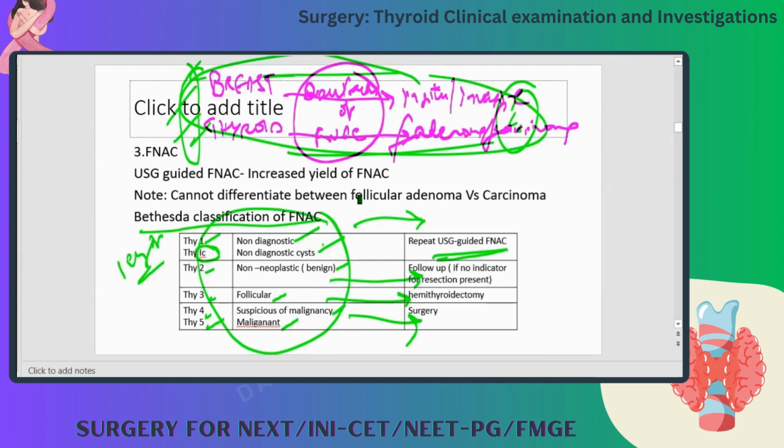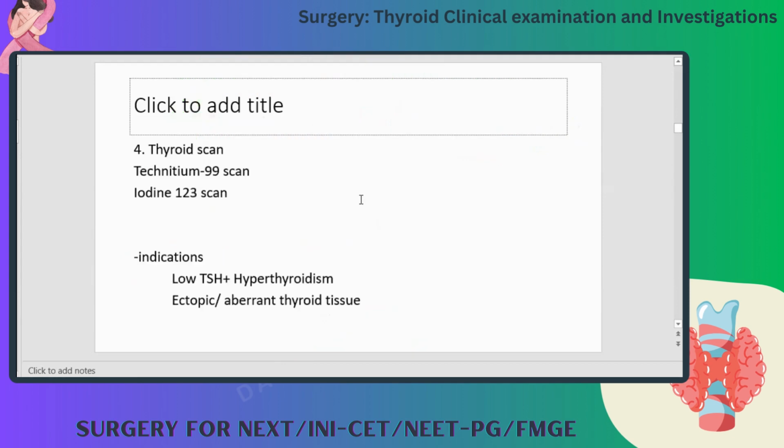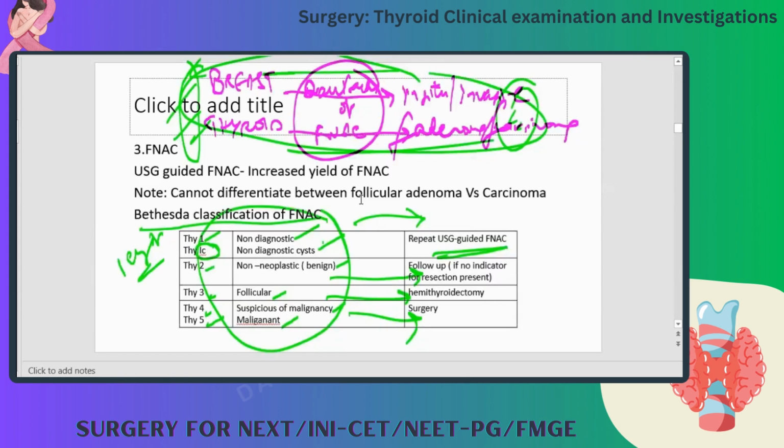If thyroid 3, follicular, is there, you have to do a hemithyroidectomy, because this cannot be differentiated. Whether it is adenoma or carcinoma, you cannot differentiate. So it is better to remove half of the gland. Others that are suspicious of malignancy, you remove completely. Okay. Is this clear? Bethesda classification clear? Yes, sir.